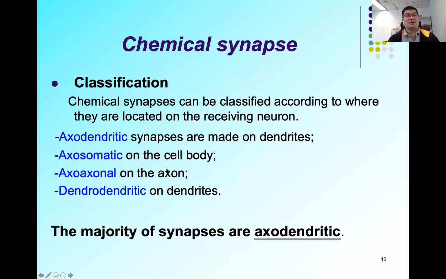The other one is axosomatic, where the axon terminal is on the cell body. The axoaxonic one is on the axon, so axon to axon. The dendrodendritic one is dendrites to dendrites, but this one is actually very rare. A lot of those are actually axodendritic.